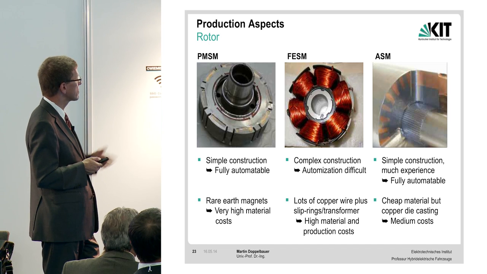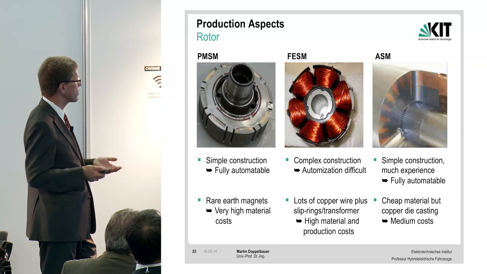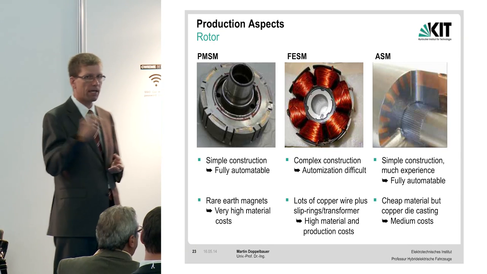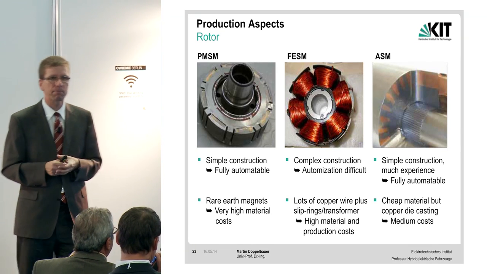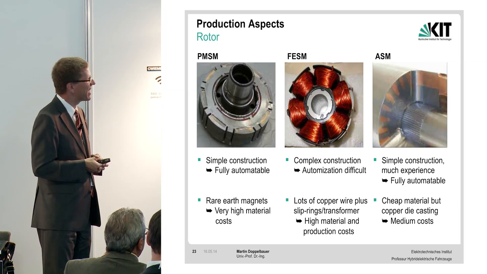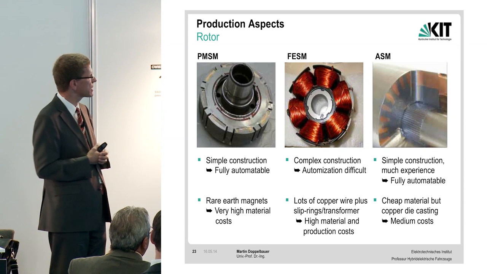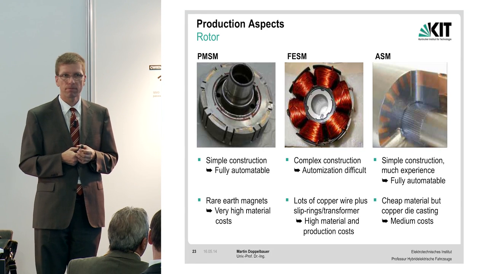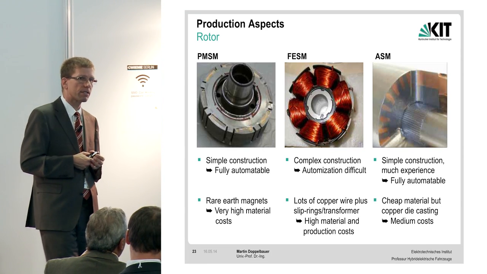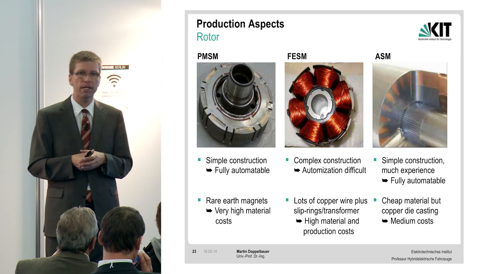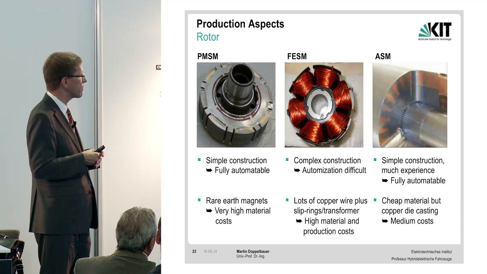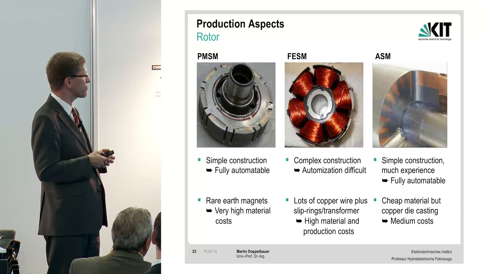The rotor: permanent magnet machine, very simple construction. You just stamp a few sheets, insert the magnets. Well, I know it's more complicated than that, but basically, and then you have your permanent magnet machine. Field winding, very complex rotor construction. I know that companies like Continental AG have a fully automated production, but it's not a simple one. There's a lot of work that has gone into this production.